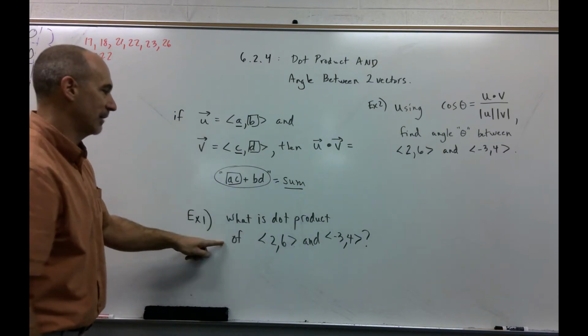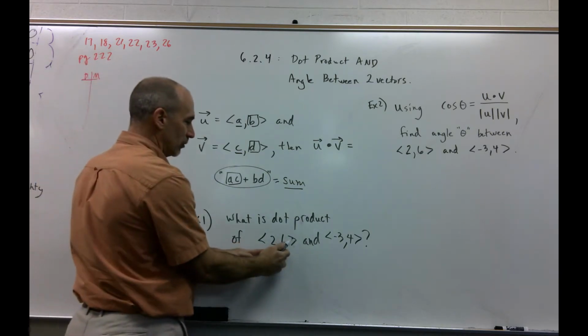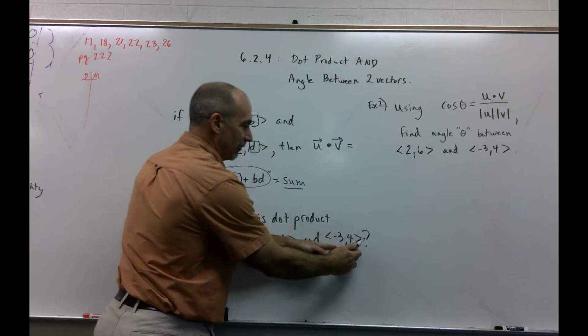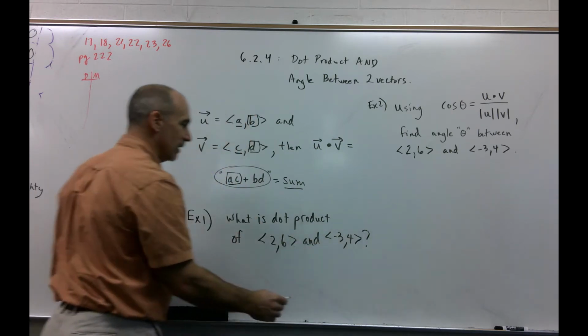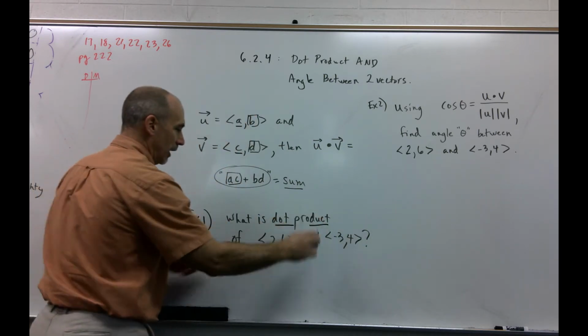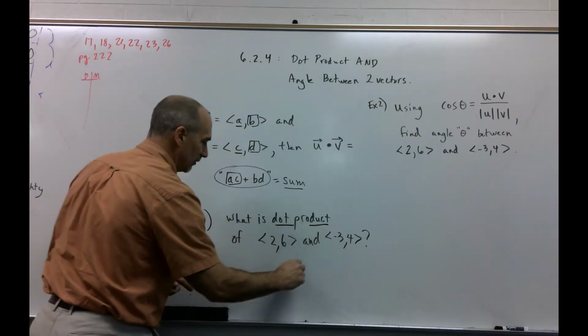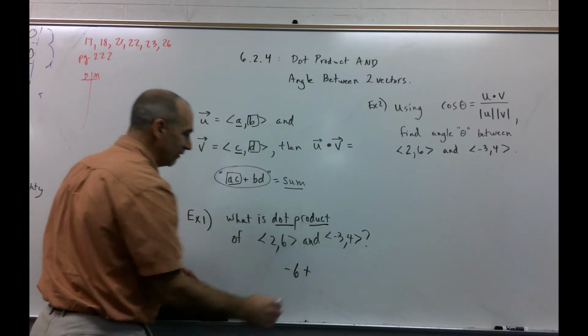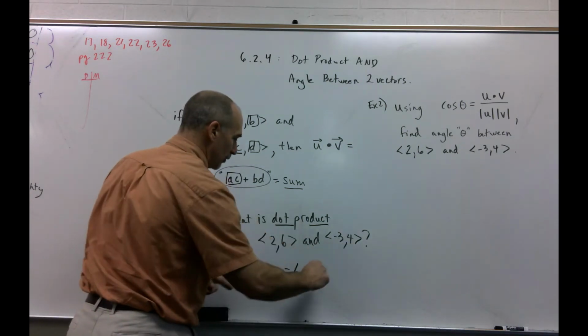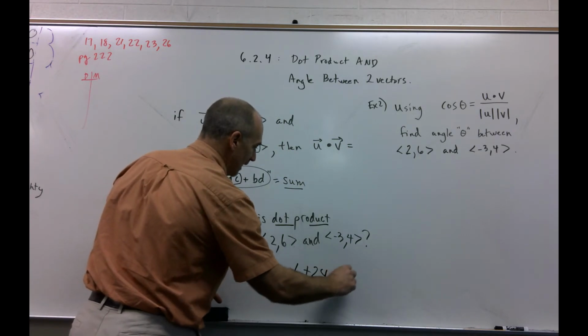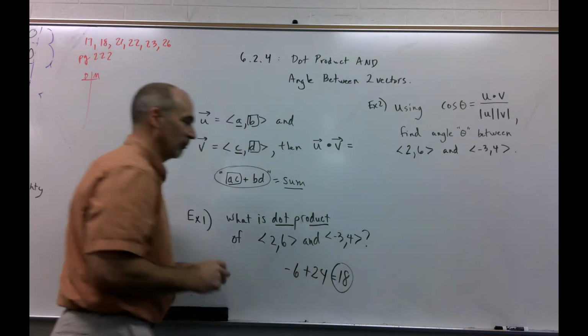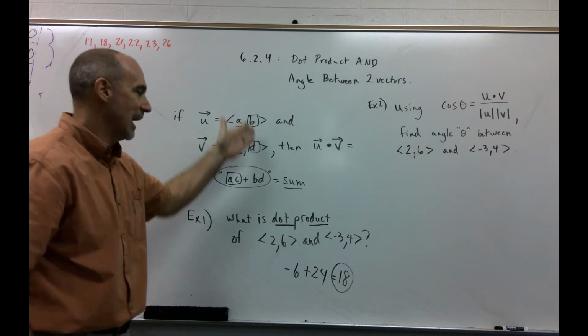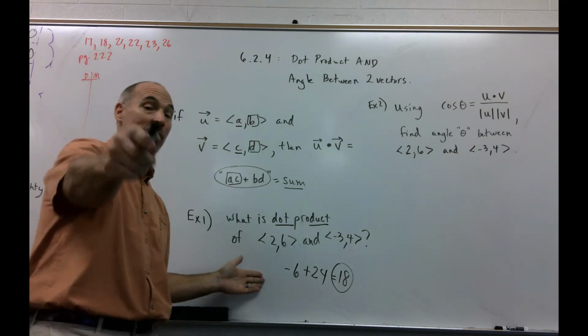So let's practice this. So here's an actual vector, 2, 6 in component form, negative 3, 4 in component form. Find the dot product. Well, 2 times negative 3 is negative 6, plus 6 times 4 is 24. That's 18. Now the question you should be asking yourself is, when would I ever need this? Well, I'm glad you asked.